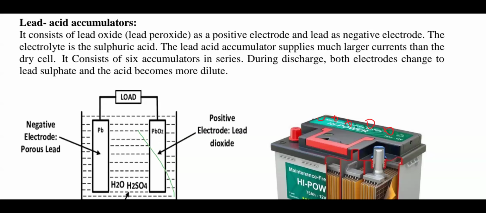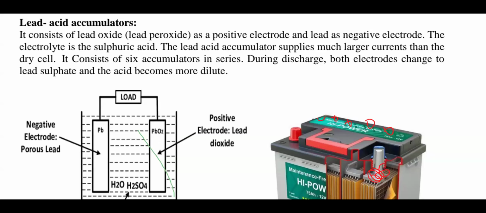Now, there is the time of discharge. During discharge, you connect this battery to a certain AC or a certain speaker, such that at that time it is going to be discharged. You find that both the electrodes change to lead sulfate, and the sulfuric acid inside becomes more dilute. That's the time it is discharging.